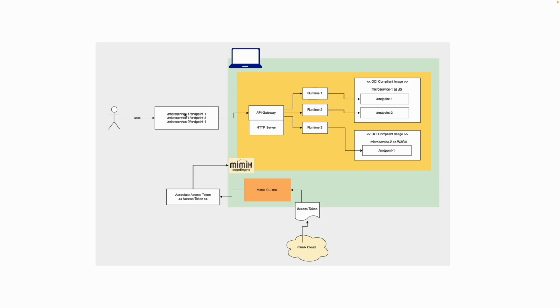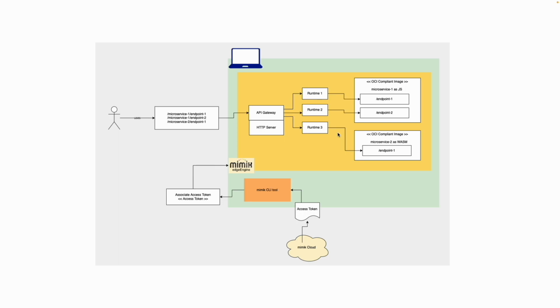So in this case, we have microservice 1, endpoint 1. That's going to create a runtime for endpoint 1. When we call endpoint 2, it'll create a runtime 2 that'll call endpoint 2. And the same with microservice 2, endpoint 1. Every time an endpoint is called, the edgeEngine runtime will create an ephemeral runtime and execute the logic, and then it'll go away. So that's one part that's really important.